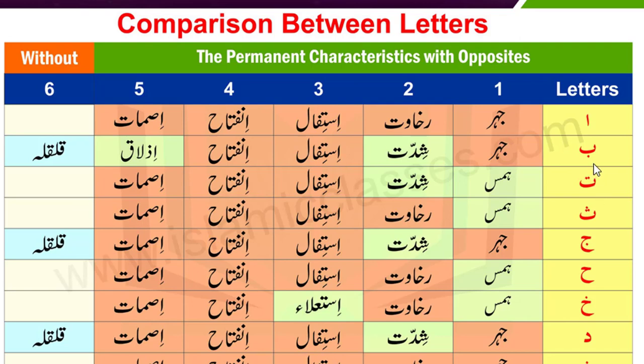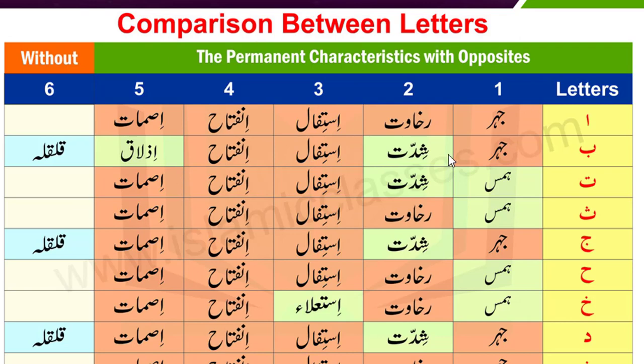The second is ba. Ba also has jahar. Let me tell you a little bit about these qualities, about the definition. In jahar we discontinue the breath. In rakhawa we continue the sound. There are 2 things: the first is breath and the second is sound. In jahar we discontinue the breath, and in rakhawa we continue the sound.